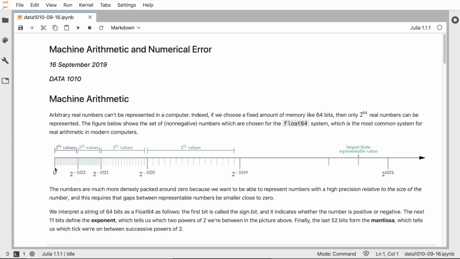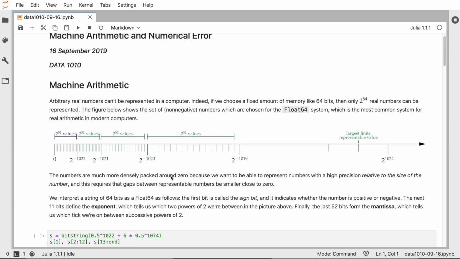For this last interval between 0 and 2 to the minus 1022, if we continue this pattern of shrinking down each interval between successive powers of 2, we would stop here halfway between 0 and 2 to the minus 1022, and then there would be a bunch of numbers left that we couldn't represent. And that turns out to be a problem. So we take this last interval and do something unusual with it and spread it out so that its ticks are equally spaced relative to the ticks in the next interval. And that allows us to reach all the way down to 0.